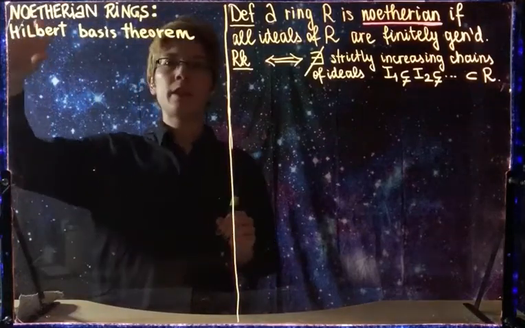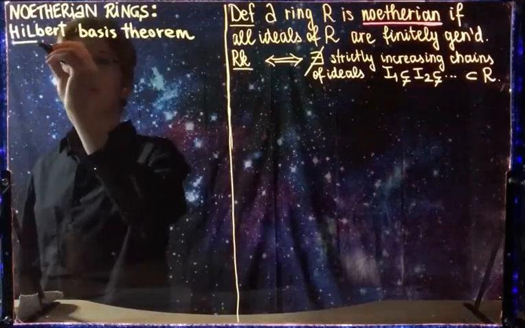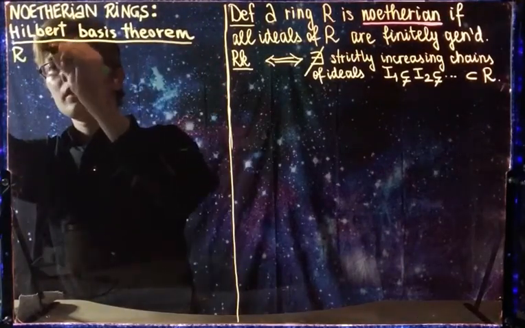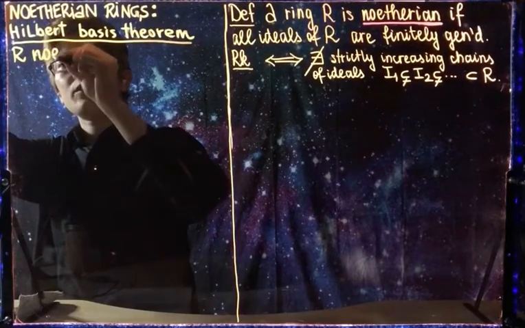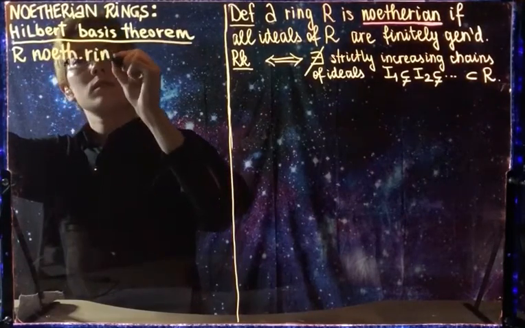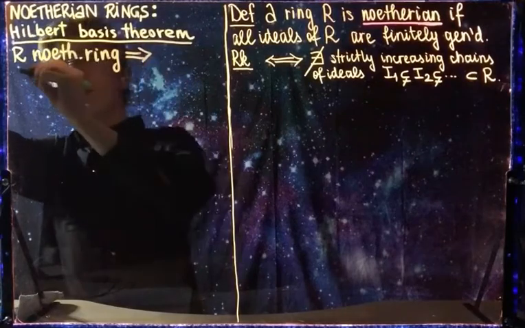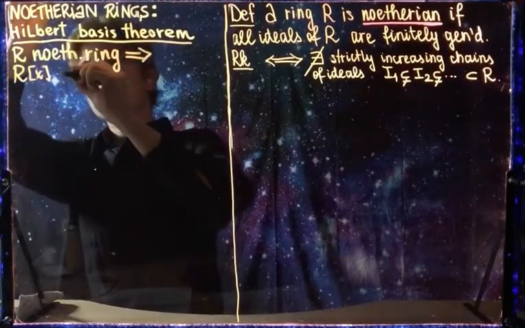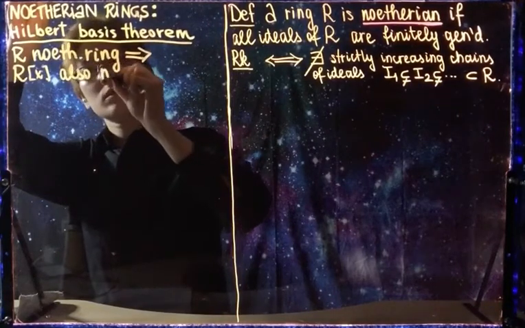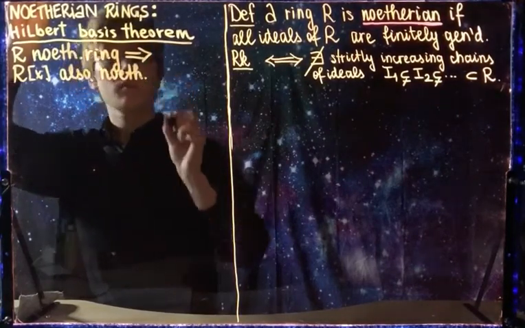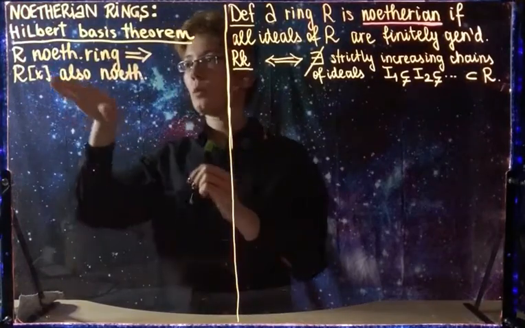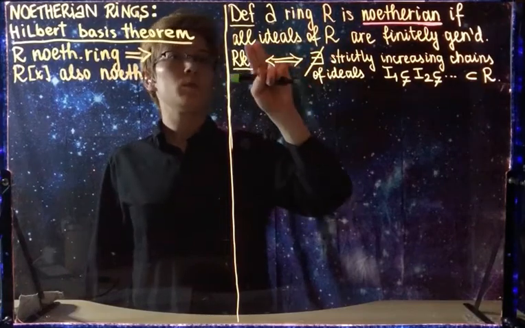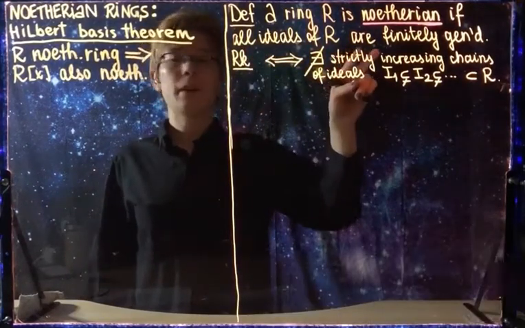The main focus of today's lecture is Hilbert basis theorem, which says that if R is any Noetherian ring, then the ring of polynomials with coefficients in R is also Noetherian. As a reminder, we defined a Noetherian ring as a ring all of whose ideals are finitely generated.